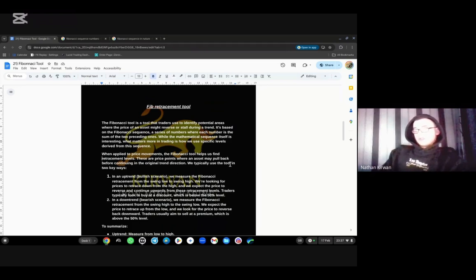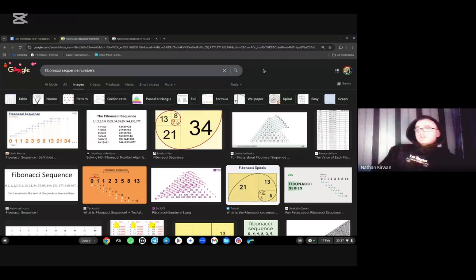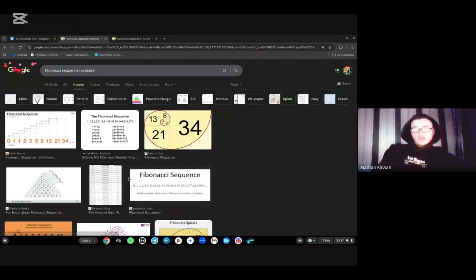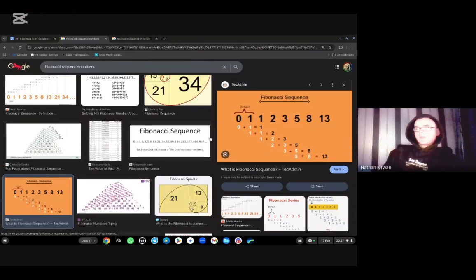We use it in two ways. Before we get into what it is, let's have a look at this first. What actually is the sequence? The sequence is where every number is the sum of the two numbers before it added together. So 0 and 1 is equal to 1, 1 and 1 is equal to 2, 1 and 2 is equal to 3, 3 and 2 is equal to 5, 3 and 5 is equal to 8, 8 and 5 is equal to 13, and so on.